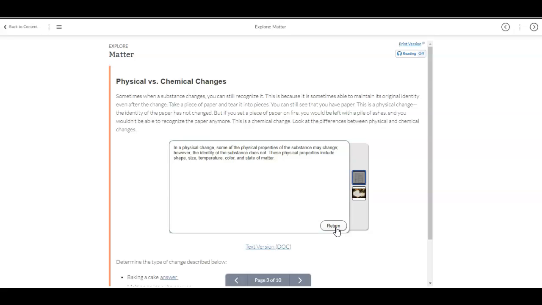All right, so in a physical change, some of the physical properties of the substance may change. However, the identity of the substance does not. These physical properties include shape, size, temperature, color, and state of matter. So this might be something you want to include in your notes. For a chemical change, the chemical composition of the substance must change. That means it has become a new substance. Chemical bonds are broken, new bonds are formed, and that gives us a new substance. The identity of the substance changes as a result.